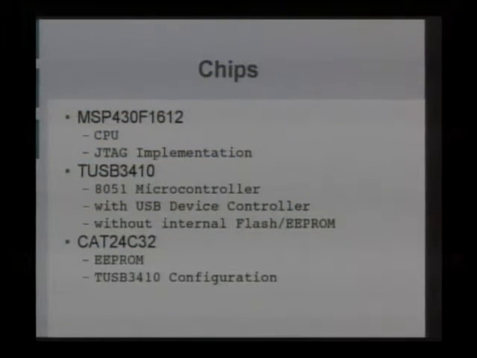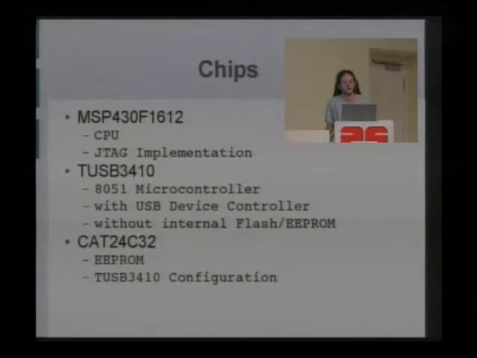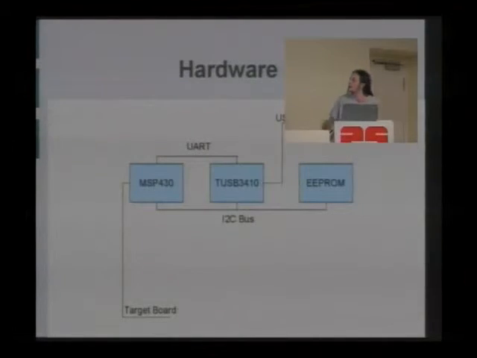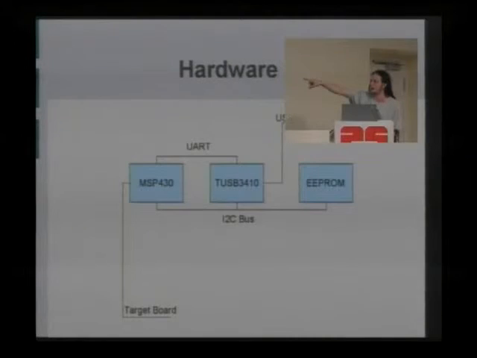So these are the 3 main chips of the board. You've got the MSP430, the CPU. You also have the TUSB3410, which is a USB to serial chip and also a CPU. And then you have the CAT24C32, which is an EEPROM and contains the code for the 3410. In hardware, they're connected like this. You have a single I2C bus between all 3 of the chips, and then a UART that only runs from the 430 to the TUSB.